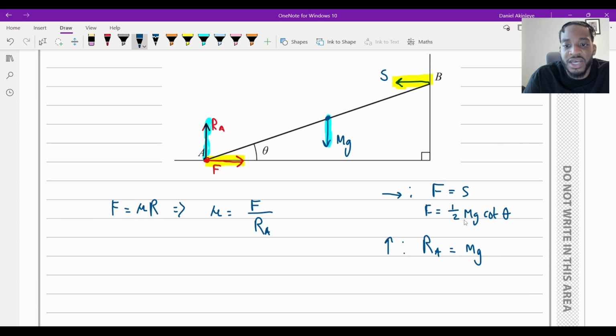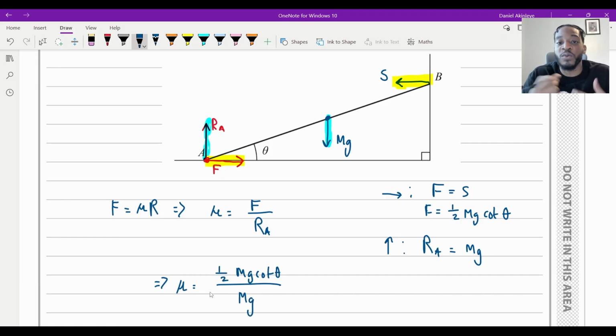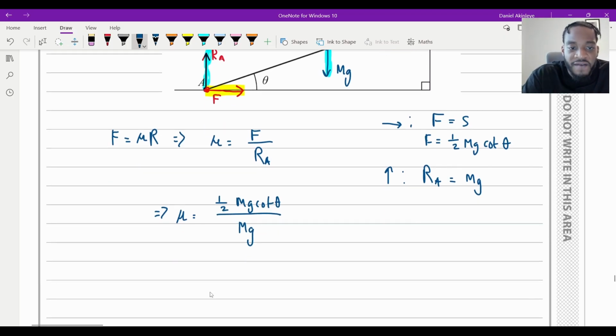So with that being said, we've got our expressions for F and RA. That must mean that mu would be equal to F, which we know is a half mg cot theta, divided by RA, which we know is mg. So this is mu. Now we just need to simplify. Okay, so what do we have here? Now, I've got two mg's top and bottom. This mg is going to cancel with this one. So therefore, I'm going to have this here and this here. And that means that mu is equal to 1/2 cot theta.